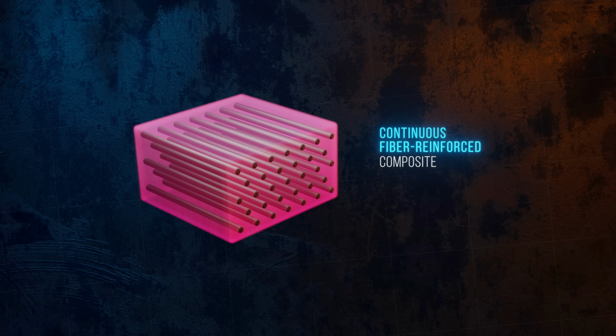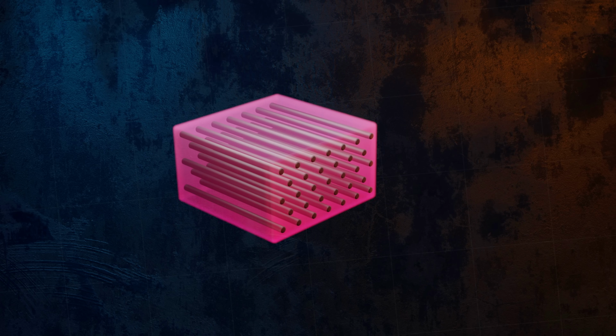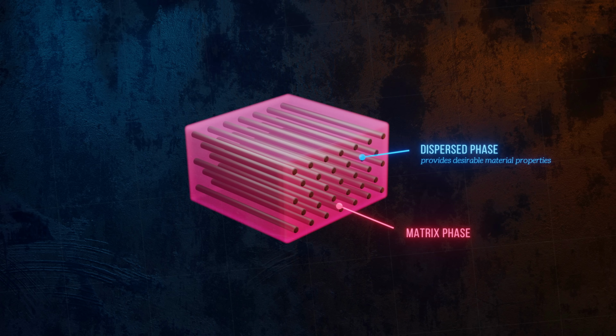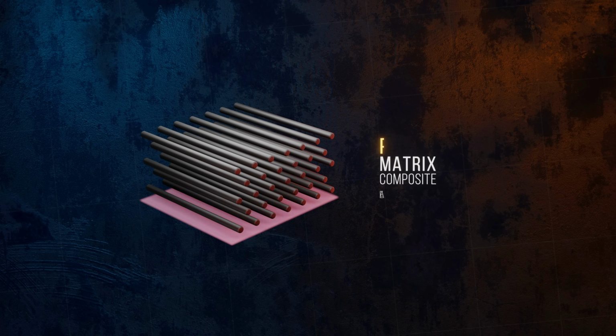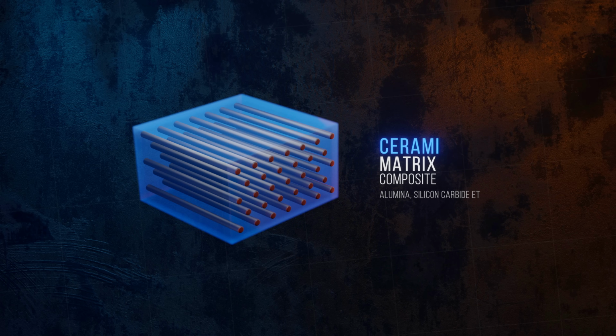The matrix material is used to form a mechanical and chemical bond with the elements of the dispersed phase and allows loads to be transferred between them. It holds everything together, and it protects the dispersed phase from the environment. Composites are also categorized based on the type of matrix material, which can be a polymer, a ceramic, or even a metal.